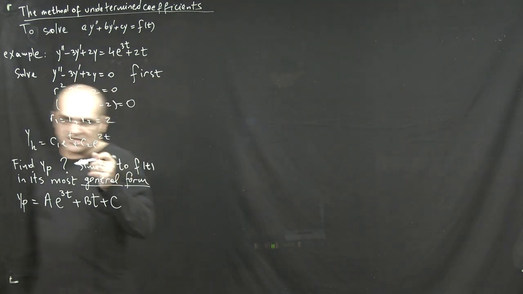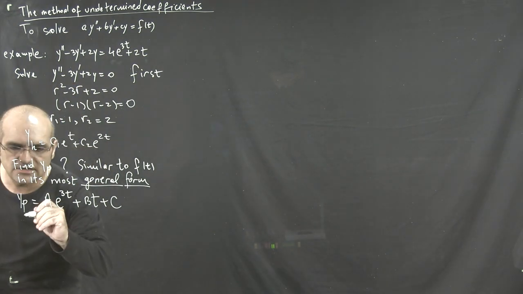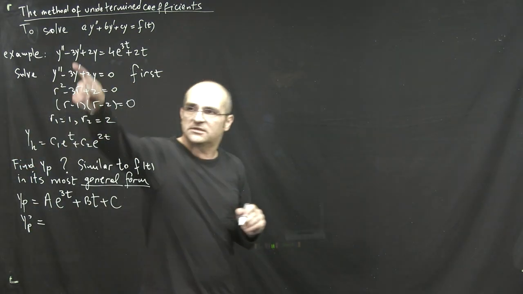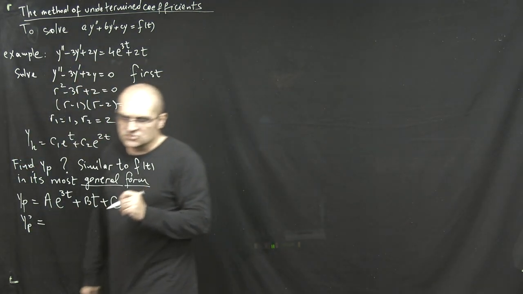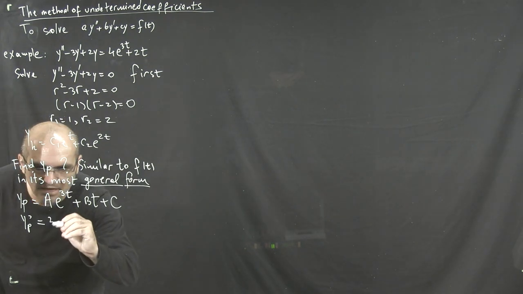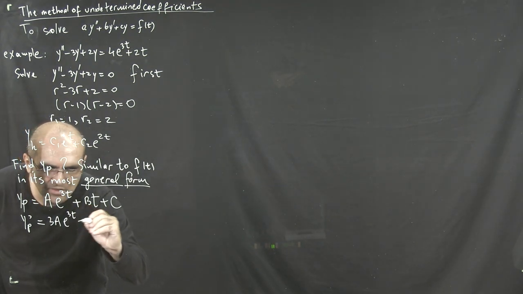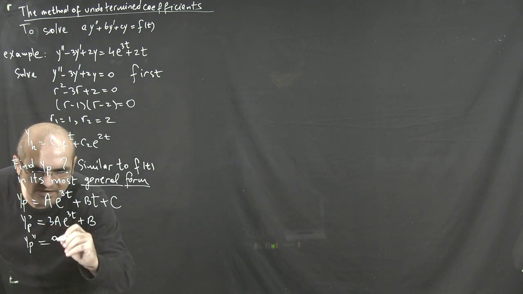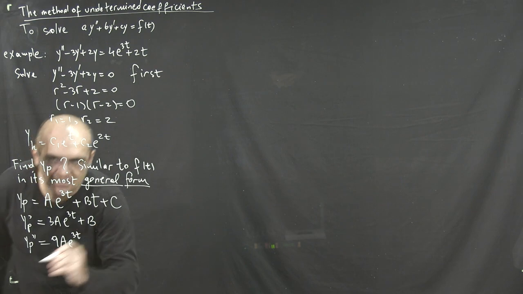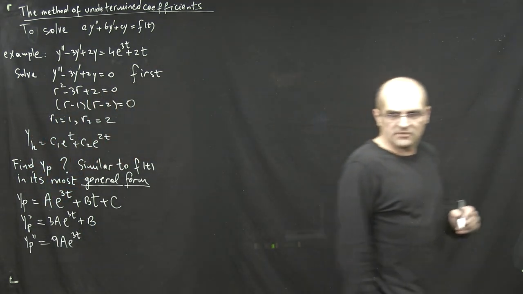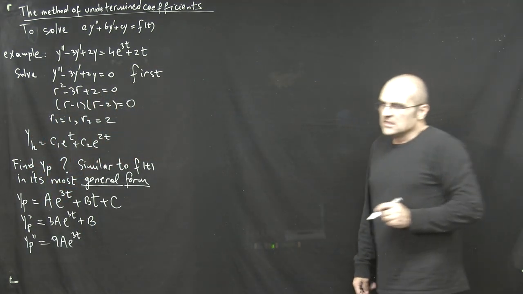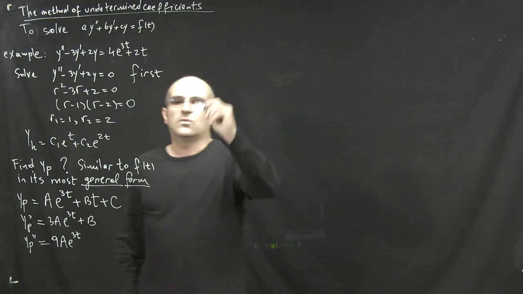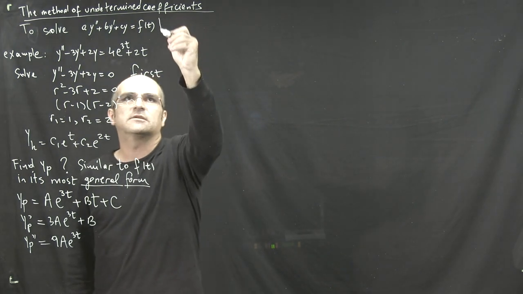One tedious step here is that you have to make sure your differentiation is correct. You need to differentiate yp twice in order to plug it in on the left side. So yp prime is 3a e to the 3t plus b, and then yp double prime would be 9a e to the 3t plus 0, because the derivative of b is 0. So now you're going to carefully plug these into the ODE. Let's do it over here.